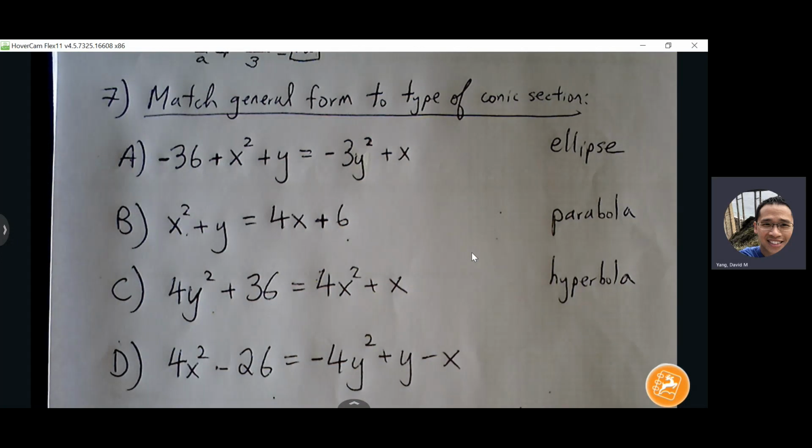In part D, once you get the x squared and y squared on the same side, same signs, same coefficients. Circle.